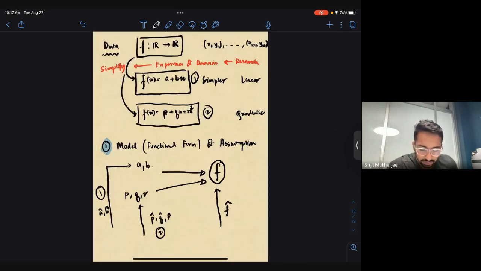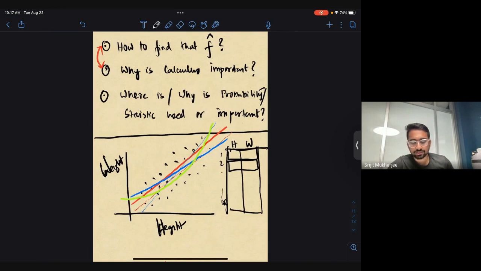So next day we'll start with this. I'll talk about each of these different things, how to find f hat, why calculus and why probability and statistics are important. And then I will go on to linear regression.